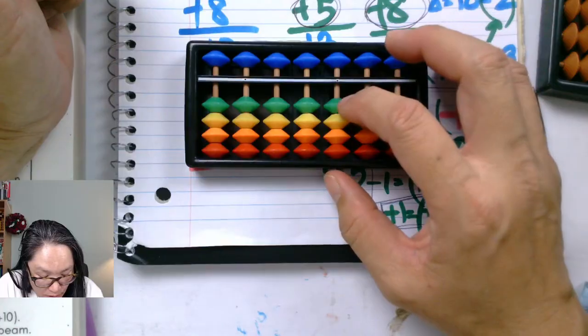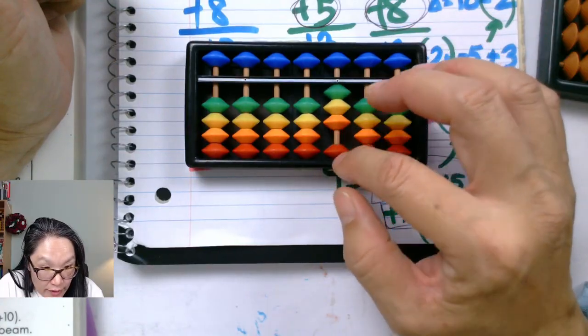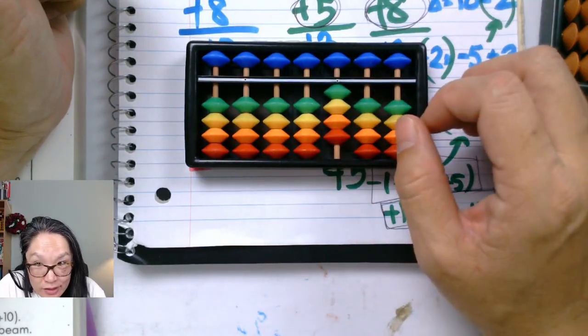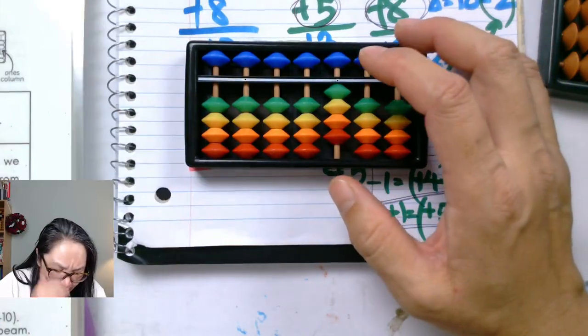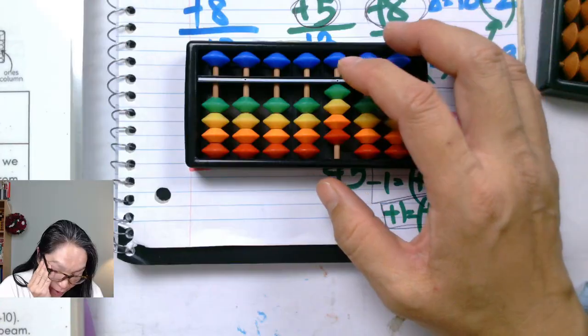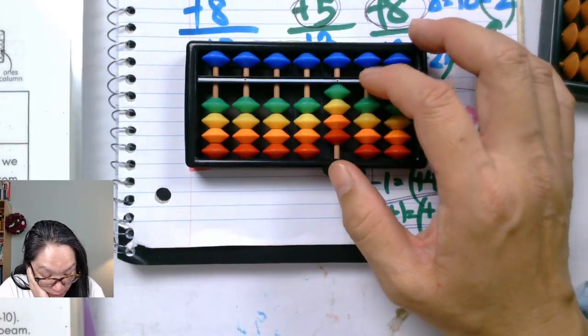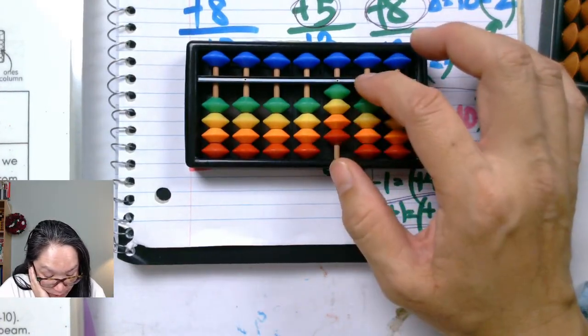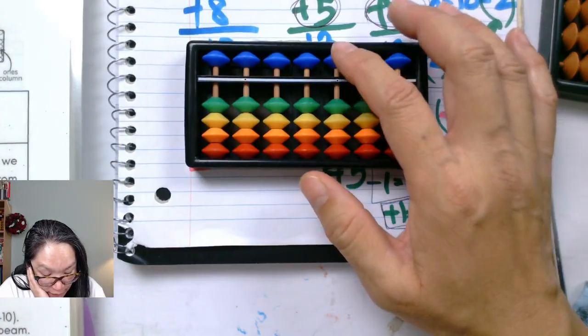We have to count. 1, 2, 3, 4. They're still available. Anytime the beads are touching the horizontal bar, this is the horizontal bar. Because the beads are touching the horizontal bar, this is counted as 4. And then we have 5.